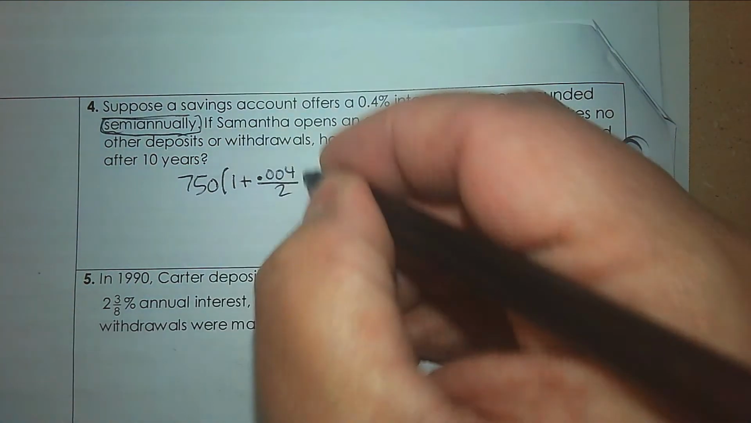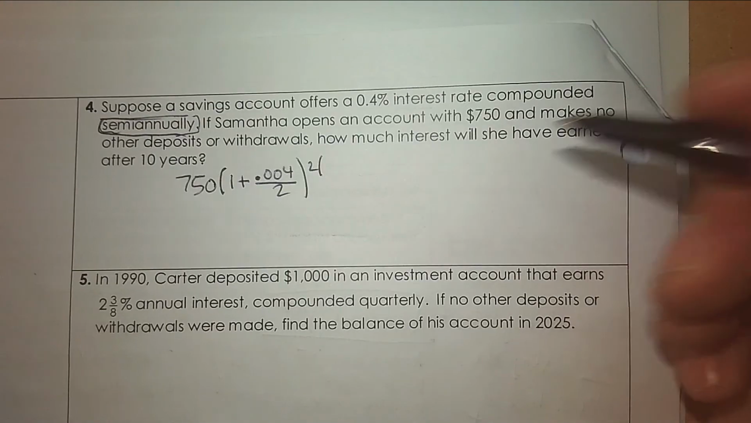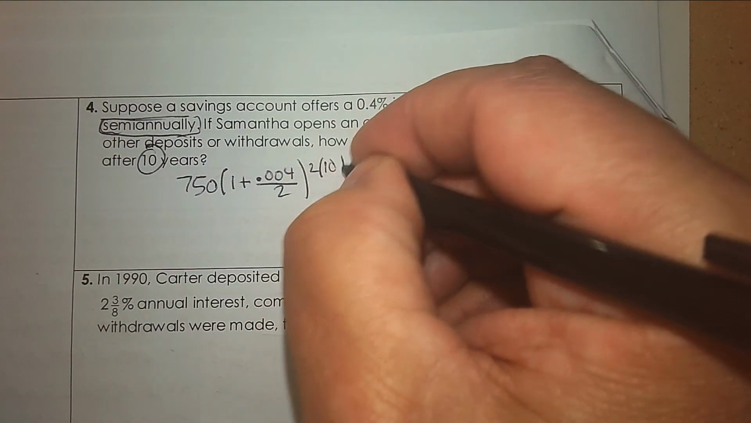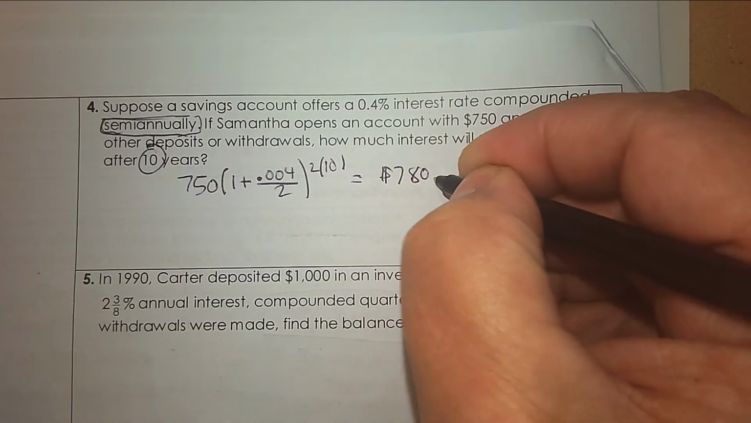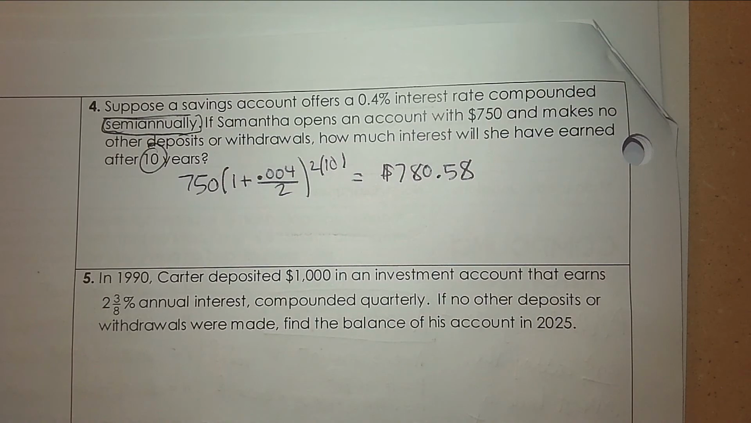Compounded how often? Semi-annually means how many times a year? Write it down twice. And then how many years? All right, so first calculate it. And if you did it correctly, you got $780 and... Now, the question did not ask how much is in the account.